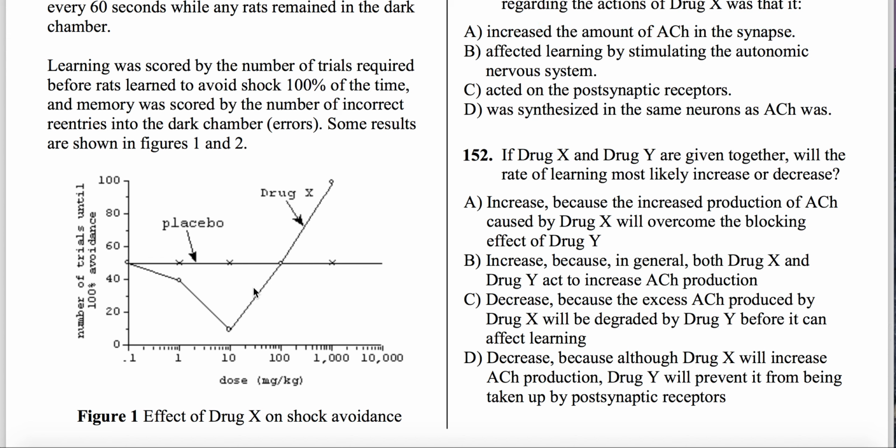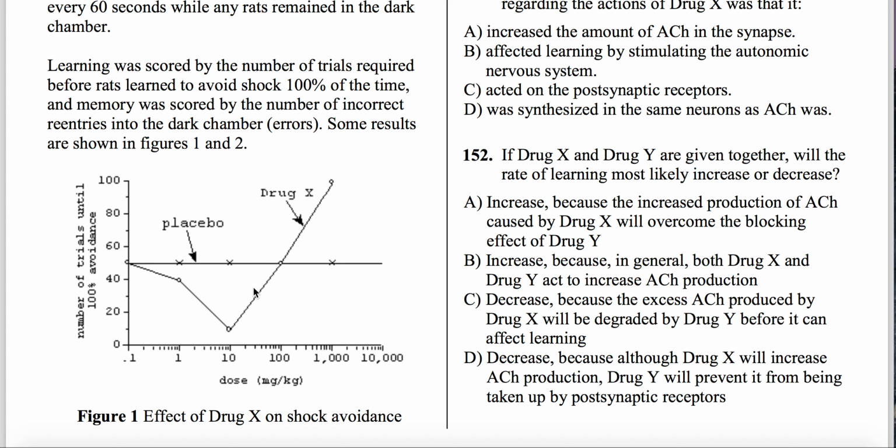152. If drug X and drug Y are given together, will the rate of learning most likely increase or decrease? Great question. Beautiful question. Okay, so there are a couple things that are important here. If we have drug Y, remember drug Y is a non-competitive inhibitor. So regardless of how much acetylcholine we have in the synapse, those receptors are going to be blocked. It's not dependent. It doesn't compete with the acetylcholine.